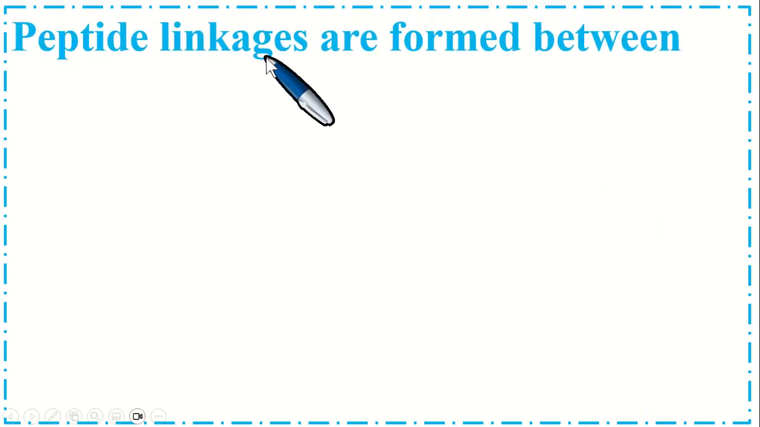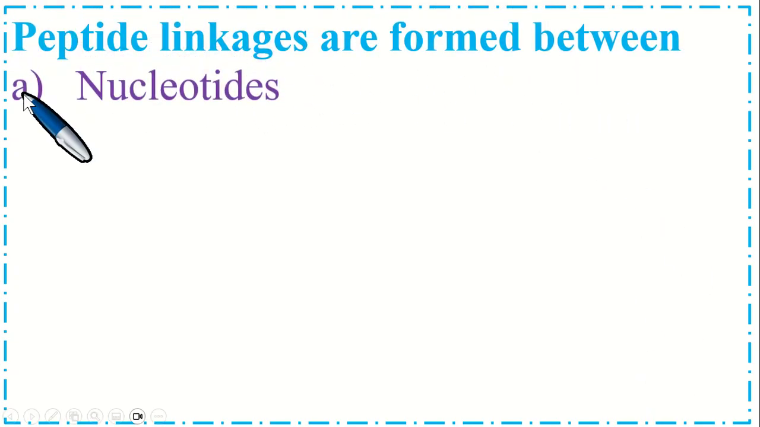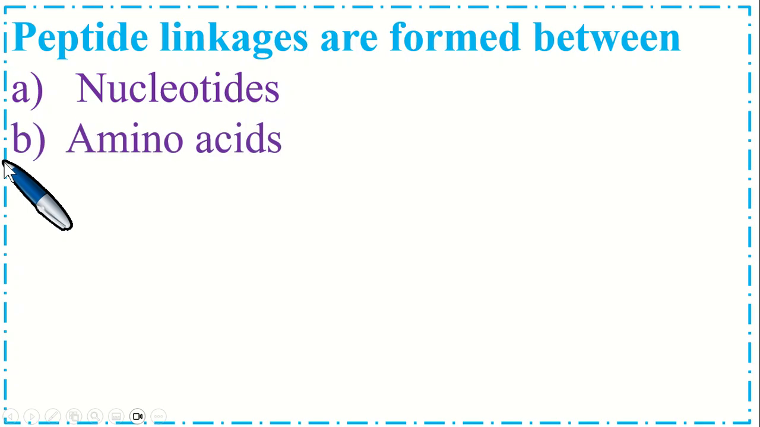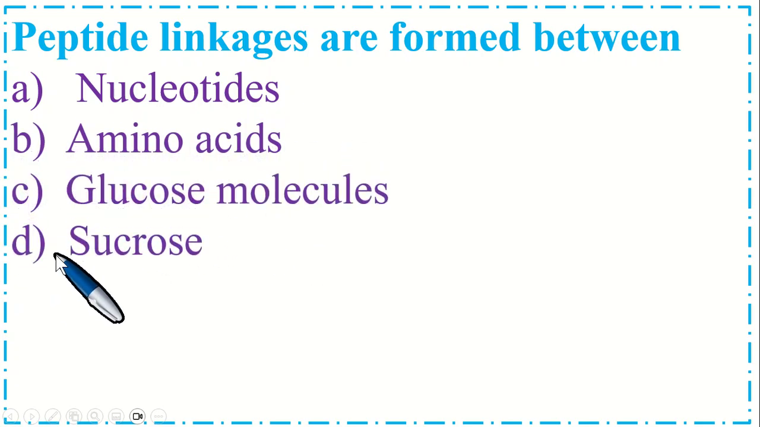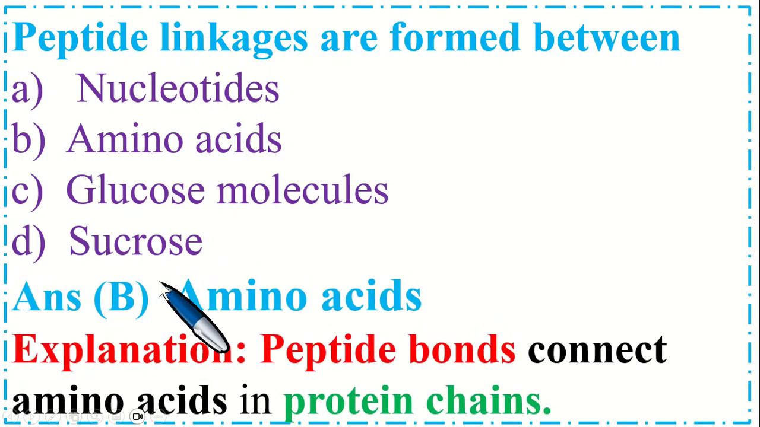Peptide linkages are formed between option A nucleotides, B amino acids, C glucose molecules and option D sucrose. So the correct option is B, amino acids. Explanation: peptide bonds connect amino acids in protein chains.